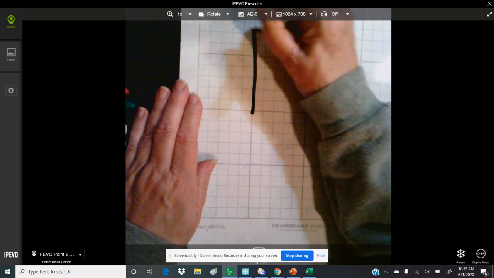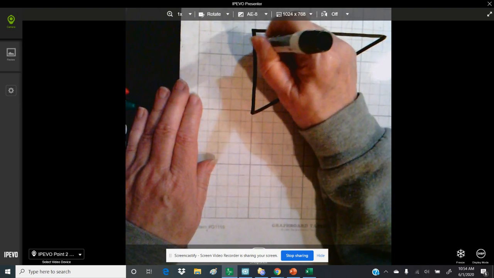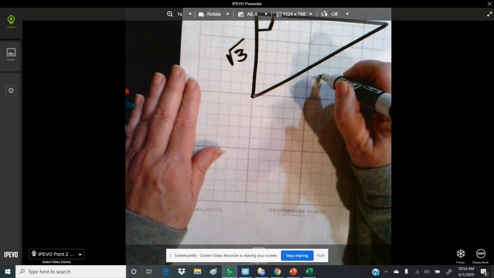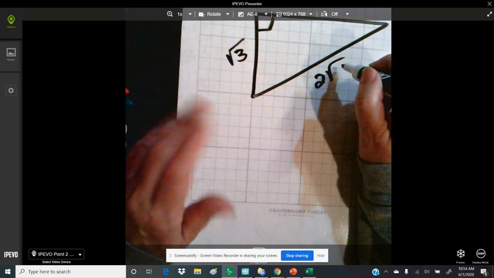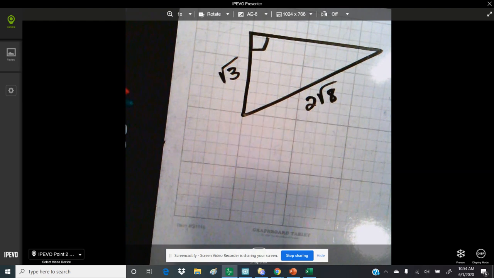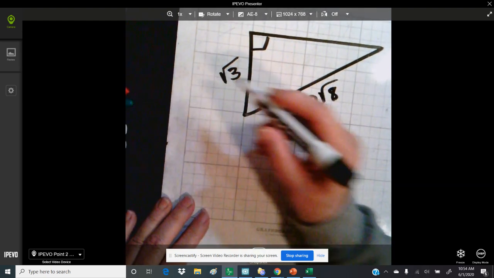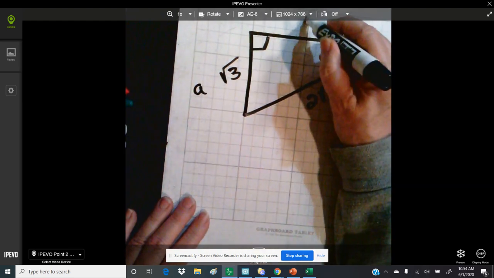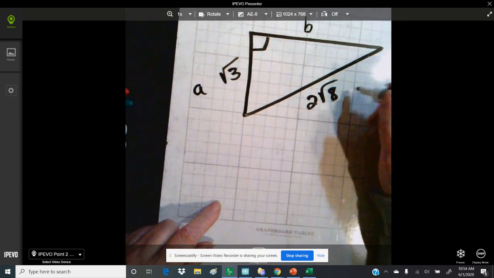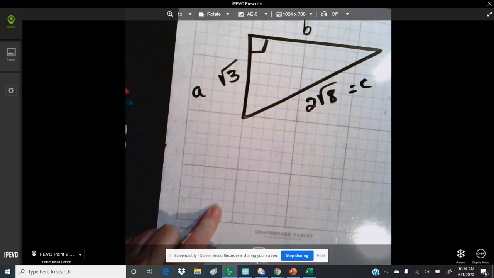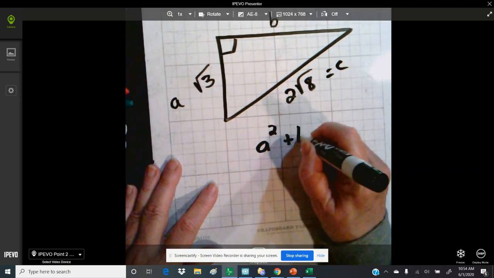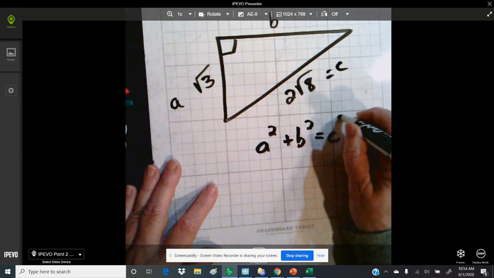Let's have a triangle like this. And let's say this is the square root of 3, and this is 2 times the square root of 8, for instance. Now, that's not simplified, but it doesn't matter. So once again, I'm going to call this A. I'm going to call this B. I know these are my two legs because it's what the right angle is joining, and this here is my C.